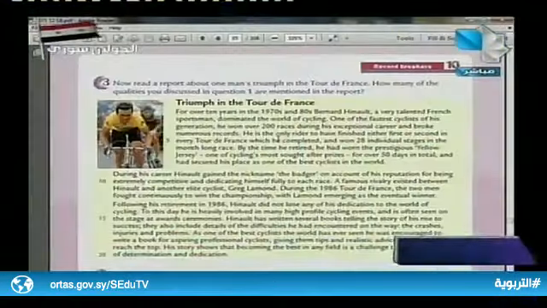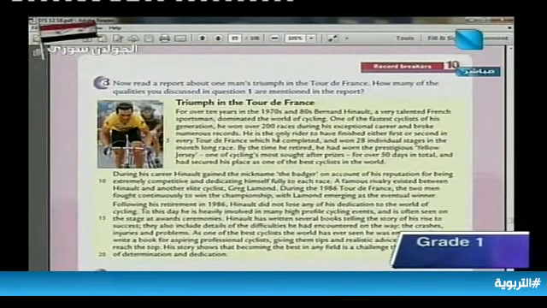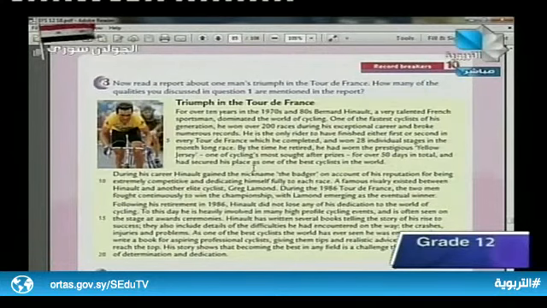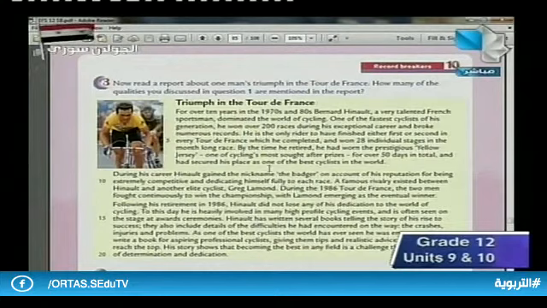As I can remember, Mr. Mazin, yes. Bernard Hinault was called the Badger. Why was Hinault called the Badger? Why did they call him Badger? On account of, or because of, his reputation for being extremely competitive and dedicating himself fully to each race.